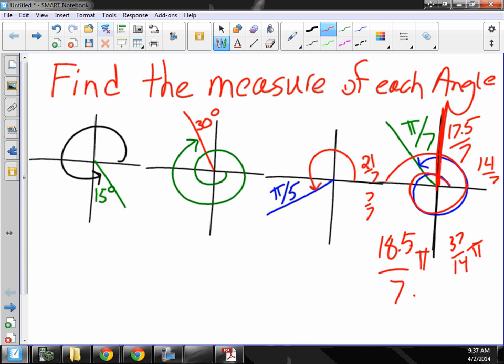Somebody in first period did something that I thought was really smart that I'd never thought of. He went like this. Let's just count it in terms of pi. 1, 2, 2.5, plus 1/7. So he just typed in 2.5 plus 1 over 7, and he ended up with 37 pi over 14. So that would work.